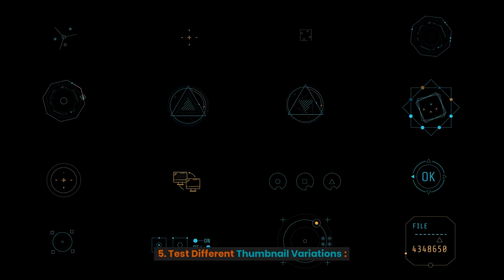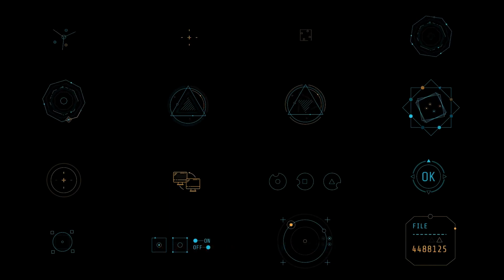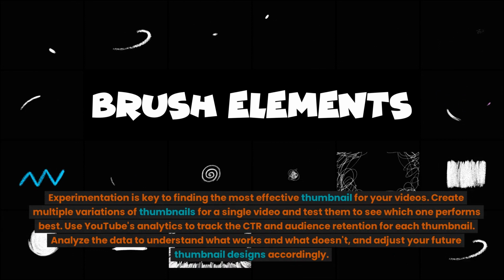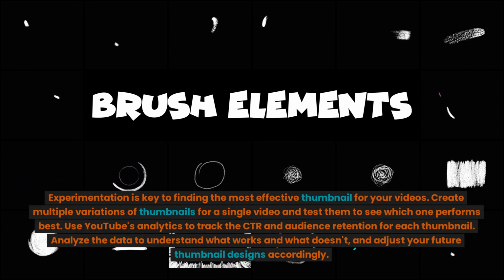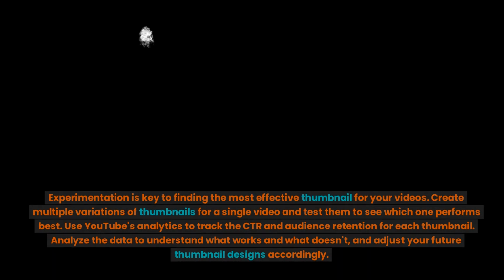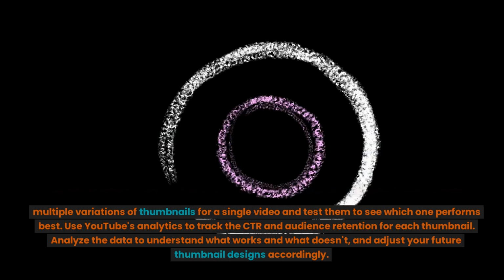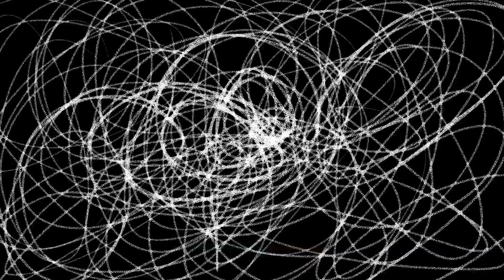5. Test different thumbnail variations. Experimentation is key to finding the most effective thumbnail for your videos. Create multiple variations of thumbnails for a single video and test them to see which one performs best. Use YouTube's analytics to track the click-through rate and audience retention for each thumbnail. Analyze the data to understand what works and what doesn't, and adjust your future thumbnail designs accordingly.